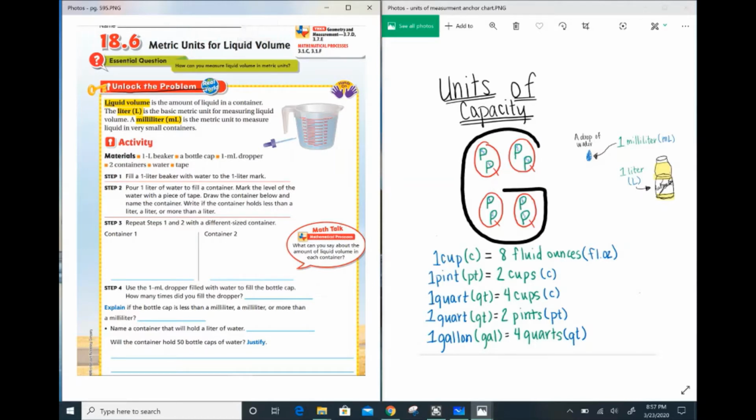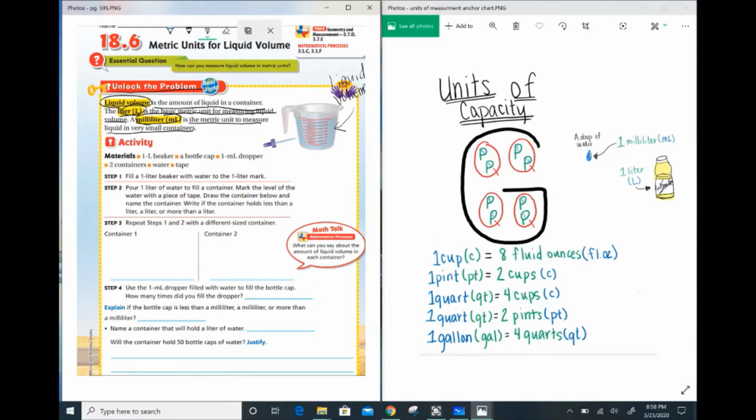Liquid volume is the amount of liquid in a container. So this right here, boys and girls, would be our liquid volume. It's the amount of liquid in a container. Now, we have liters, the basic metric unit for measuring liquid volume, and we have milliliters, the metric unit to measure liquid in very small containers.